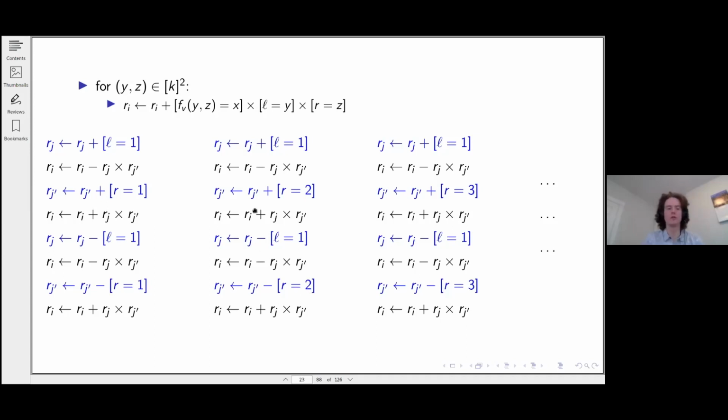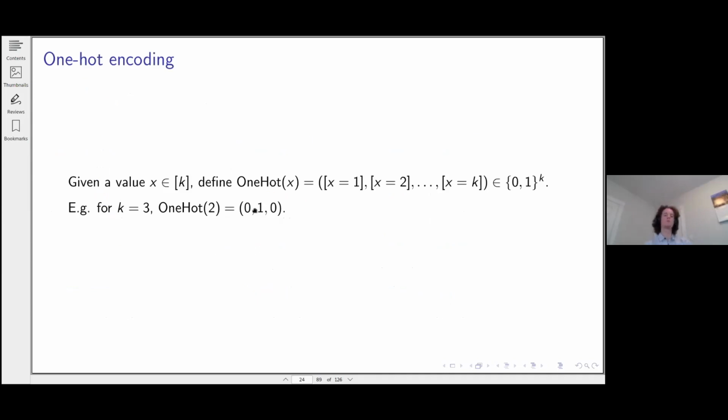In order to do that, we're going to think of vector registers that are storing not just one bit, but k bits, where a bit is 0 if the value of the node is not equal to that index and it's 1 otherwise. We call this the one-hot encoding. Given a value x, the one-hot encoding just has a single bit of 1 in the appropriate index. For example, when k equals 3, the one-hot encoding of the value 2 is just 0, 1, 0.